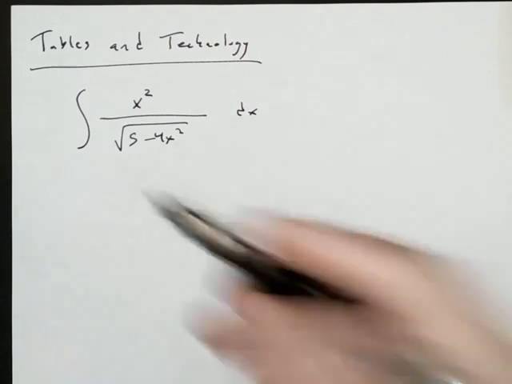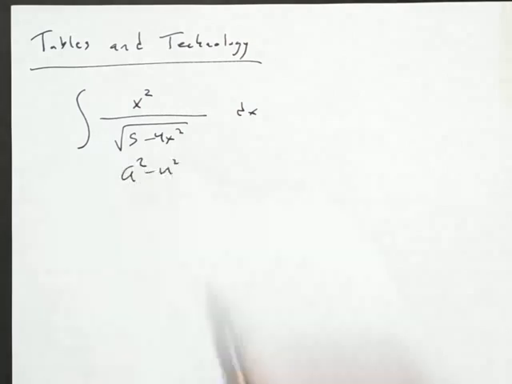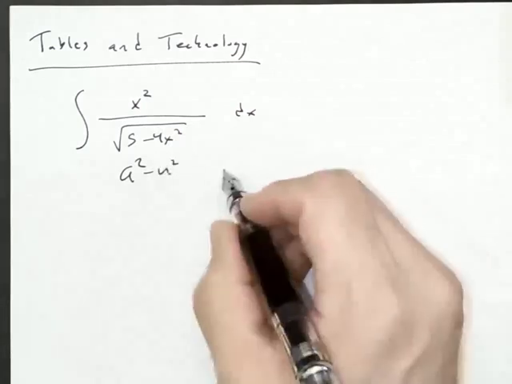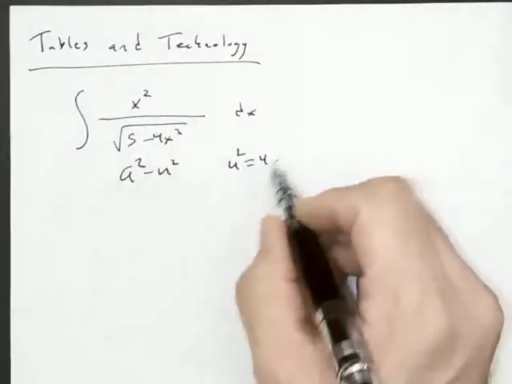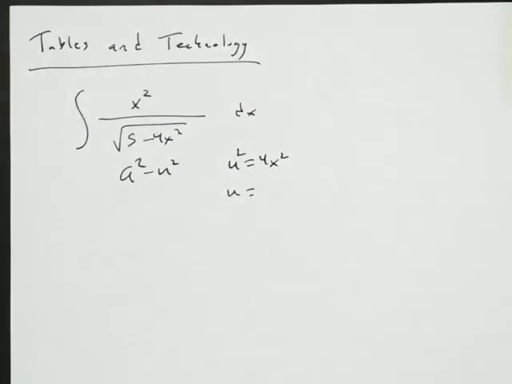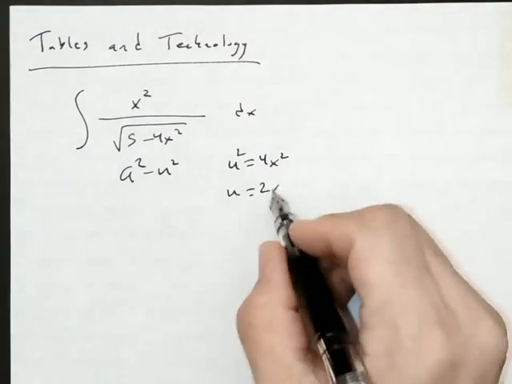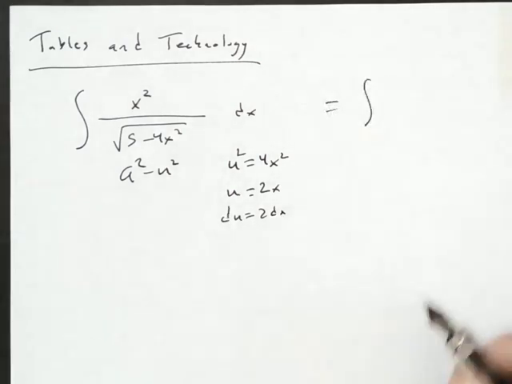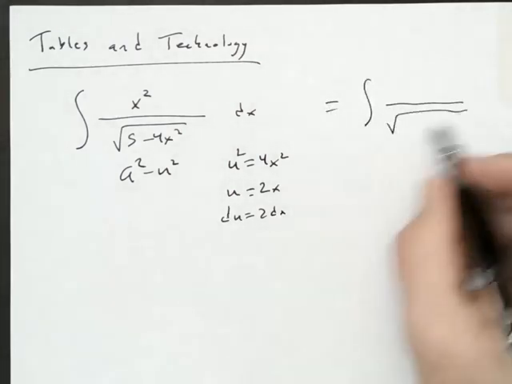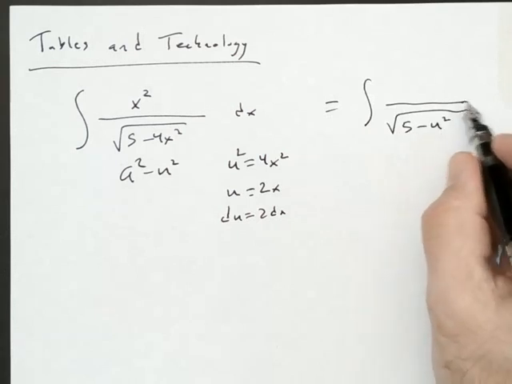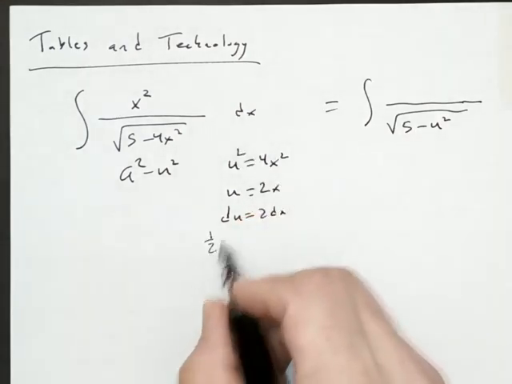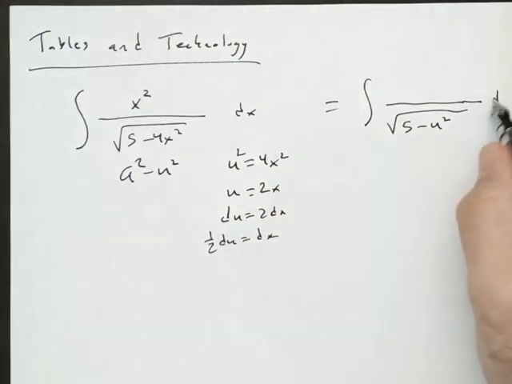That means this should look like that. Well, let's do a u substitution. Then we'll have something like this. If I want u squared to be 4x squared, then what's u? Yeah? Great. And then du is 2 dx. So this integral turns into square root of 5 minus u squared. I don't have a 2 next to my dx, so I'm going to get a 1/2 du for the dx. I'll put a du there, and I'll put a 1/2 there.